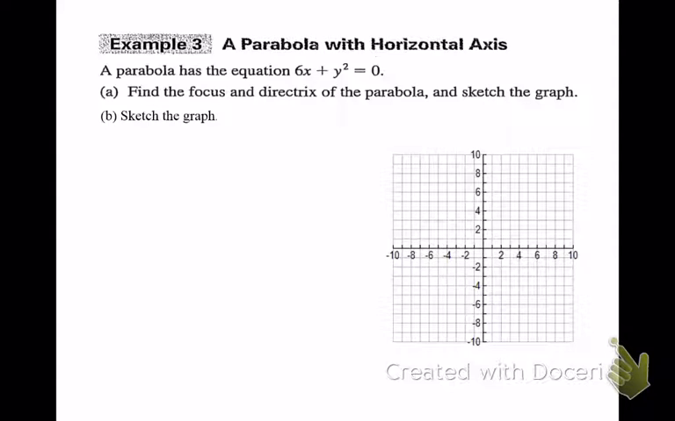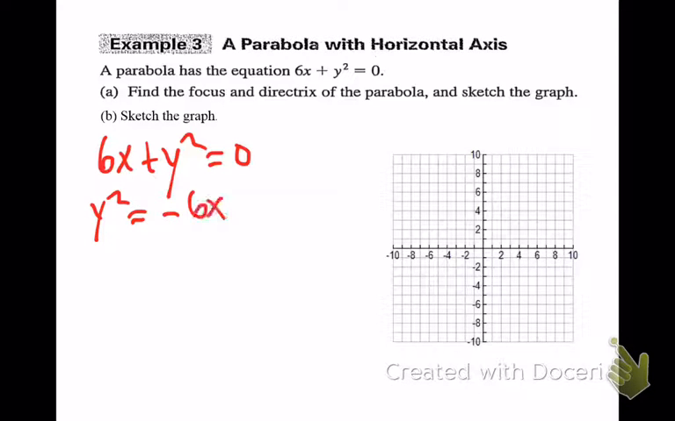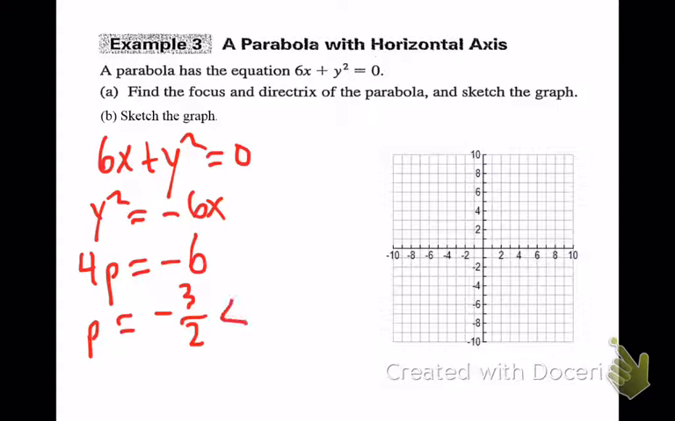Alright, so we know what we've got: 6x plus y squared equals 0. We've got to solve for y squared. Y squared equals negative 6x. And so then we know that the coefficient of x is 4p. So 4p is equal to negative 6. So p equals negative 3 halves, which is less than 0. So which way does it open? So it opens left. Yeah, it opens left.